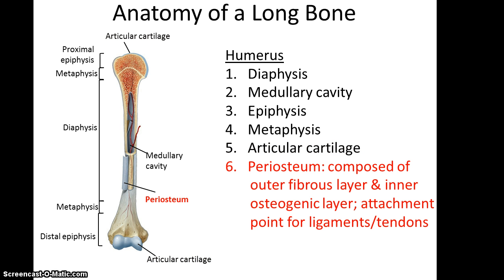Surrounding the outside of the bone is the periosteum. And the periosteum is composed of two layers. You get an outer fibrous layer of dense irregular connective tissue and an inner osteogenic layer that helps in bone formation on the width of the bone. And the periosteum is also an attachment point for ligaments and tendons.